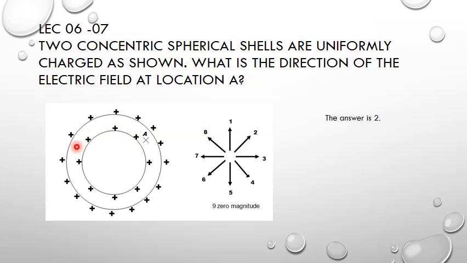So the charges on the outside sphere will not affect the electric field on the inside. And then we have the inner sphere. You will get an electric field from the inner sphere. A is outside its radius. It's not inside the smaller one. And it points directly away from the sphere. And the best direction is 2. That's why 2 is the correct answer.